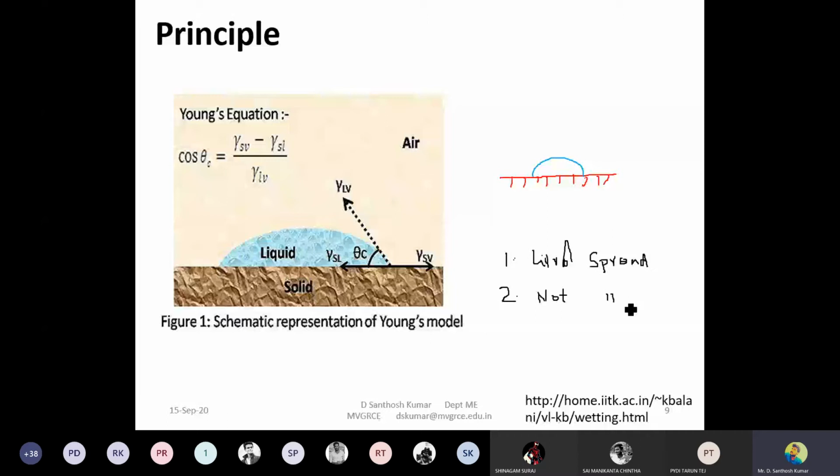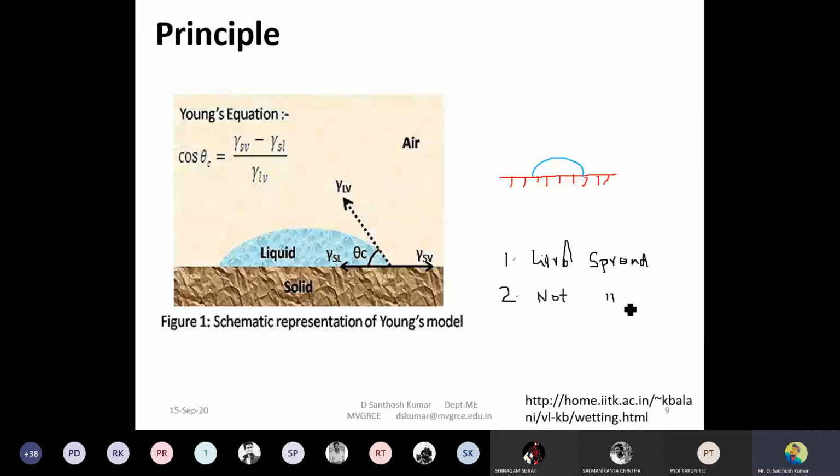So liquid may spread or it won't spread. If the liquid spreads, that is called wetting the solid surface. Once the liquid spreads over the entire surface, it simply wets the solid. Otherwise, if the liquid does not spread over the surface, then we call it no wetting. So there are two things: one is wetting and the second one is non-wetting.